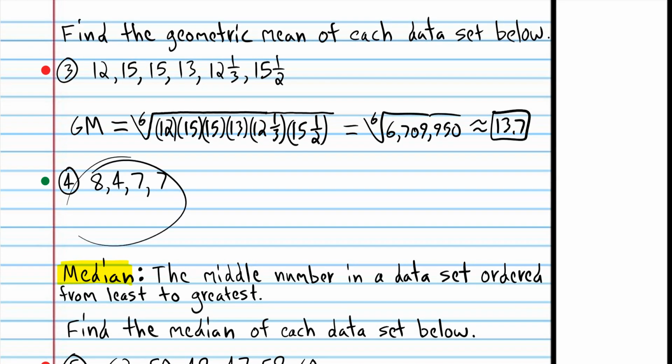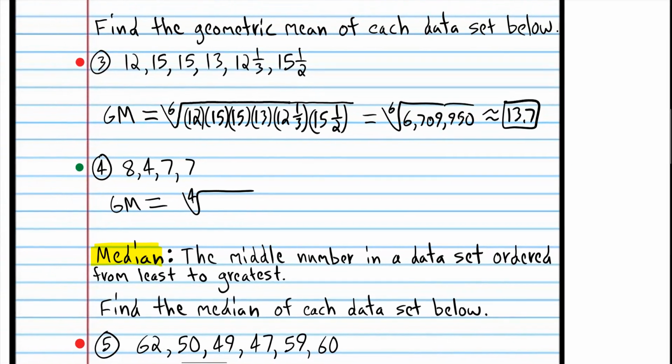Now down here you don't have 6 numbers like the previous problem. You only have 4 numbers, so we're going to find the 4th root of the product of those numbers. So I want you to try number 4, and when you come back we'll do it together.